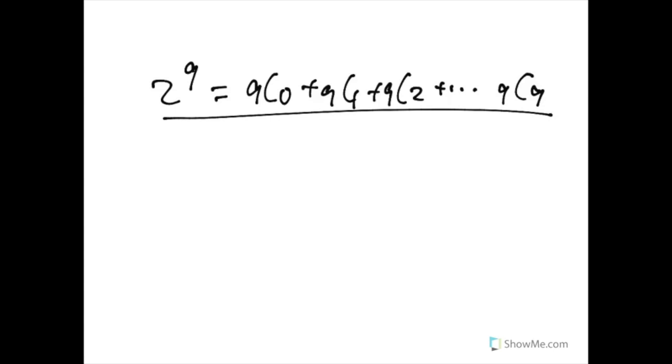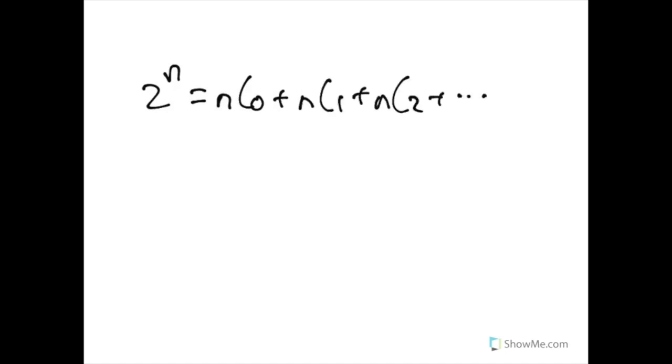There is a much more generalized result, but it follows from essentially the same idea. So instead of saying 9, we can just say n. So we have that 2 to the n is equal to n choose 0 plus n choose 1 plus n choose 2 all the way to n choose n. This fact always holds. And we can prove this by a similar argument.